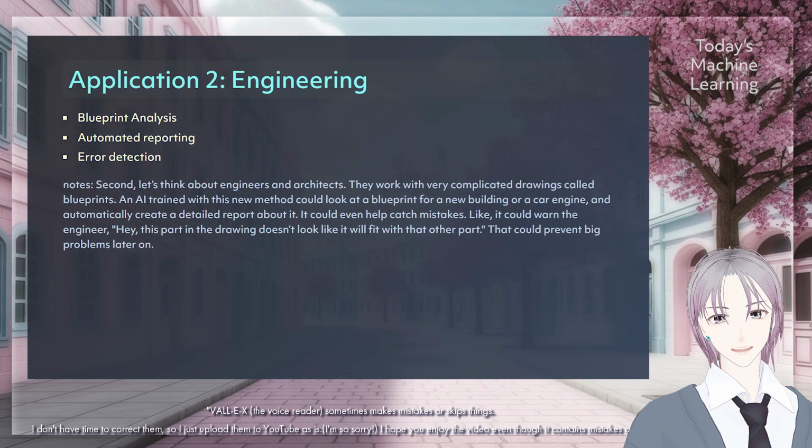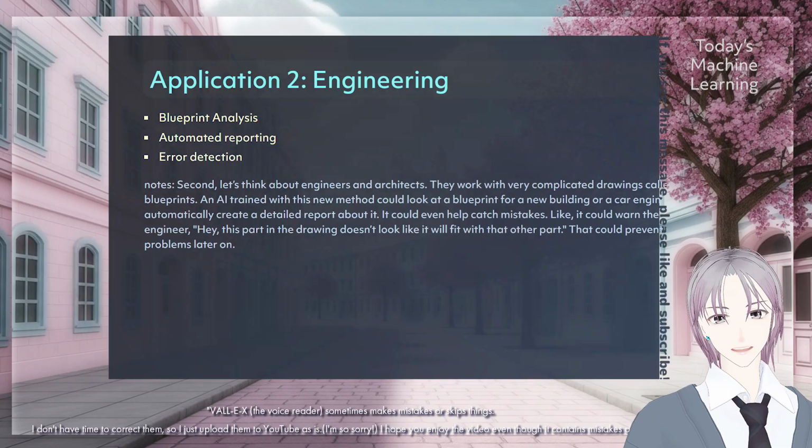Second, let's think about engineers and architects. They work with very complicated drawings called blueprints. An AI trained with this new method could look at a blueprint for a new building or a car engine and automatically create a detailed report about it. It could even help catch mistakes, like it could warn an engineer, this part in the drawing doesn't look like it will fit with the other parts.